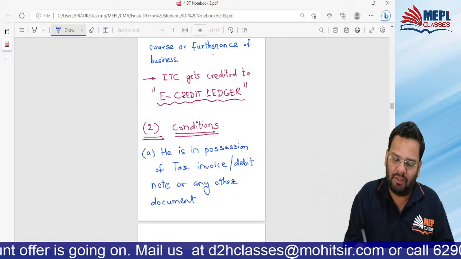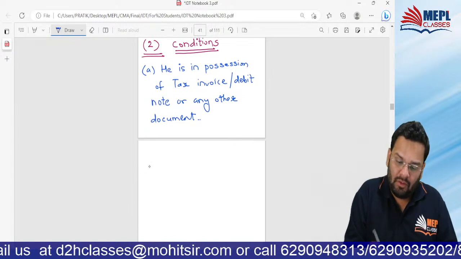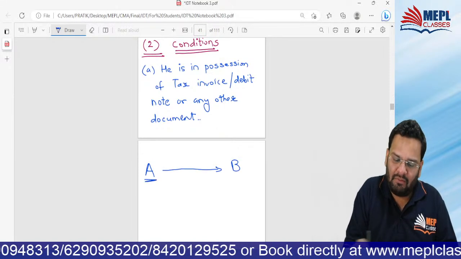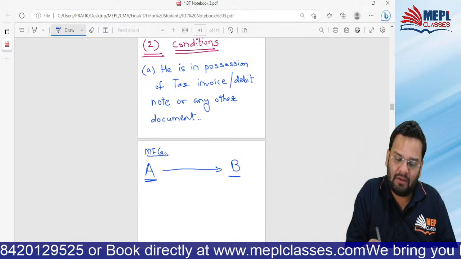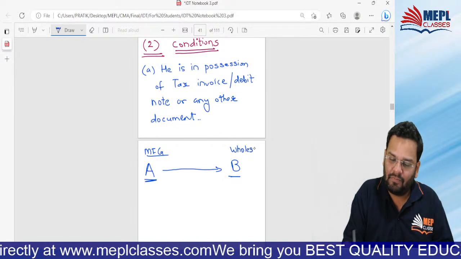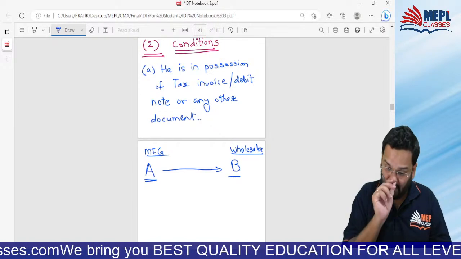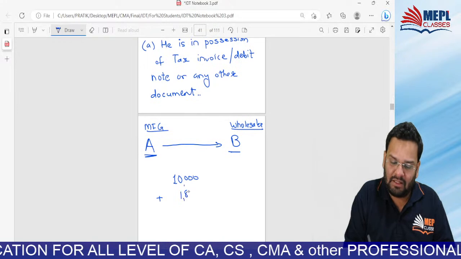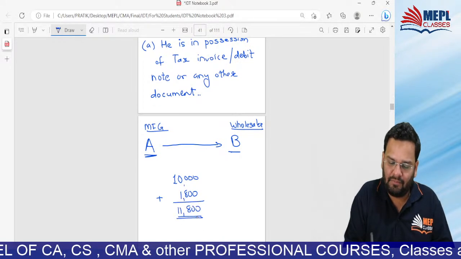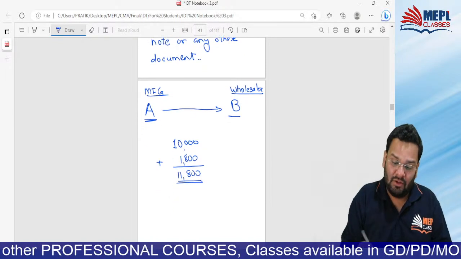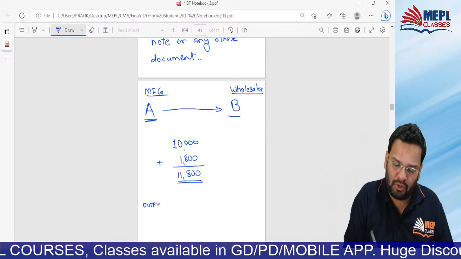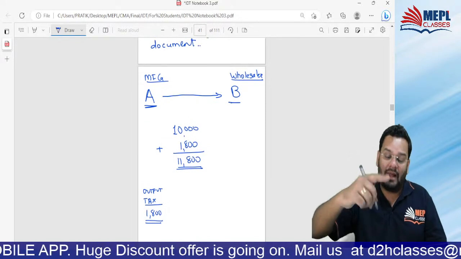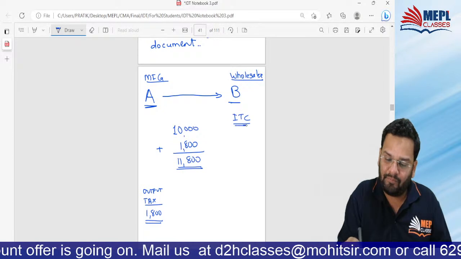Now, let me tell you, in our ABCD chain, you just focus on A and B. A is the manufacturer and B is the wholesaler. Now you know that A is selling goods to B for 10,000 plus 1800 GST, so 11,800. Yes or no? So guys, for A there is an output tax of 1800, and that itself for B is input tax credit of 1800.